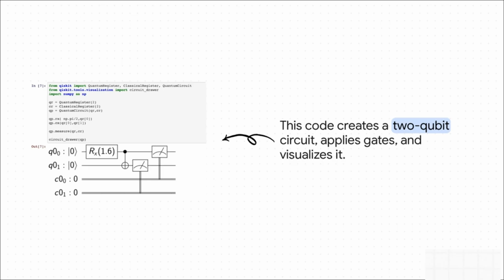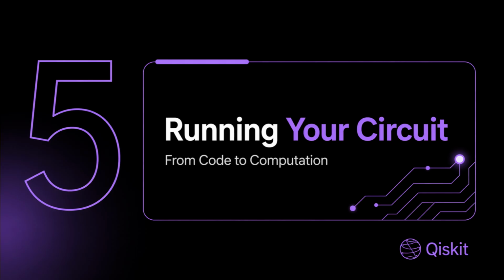But how do we actually run it? How do we get a result? This is where we go from just drawing on a screen to an actual computation. Now here's the super important step that happens behind the scenes.